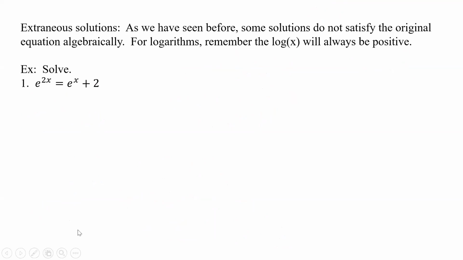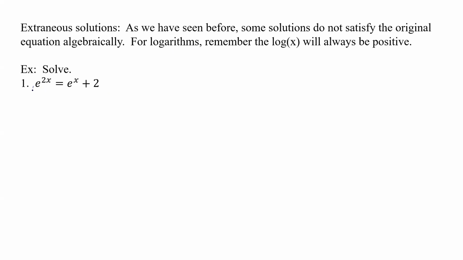All right, so this one is going to be a little more complicated because we haven't thought about factoring powers like with e or anything else, but this is what we're going to have to do. So sometimes we're going to get extraneous solutions, which means they don't satisfy the original equation algebraically. So how are we going to do this? Well, remember, logs always have to be positive.